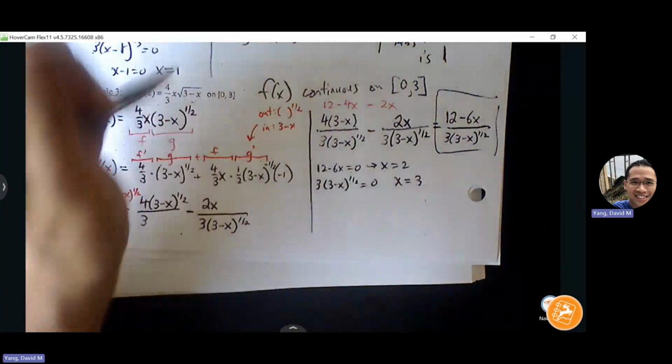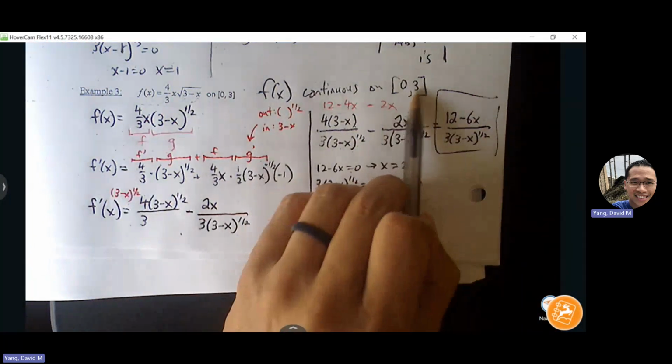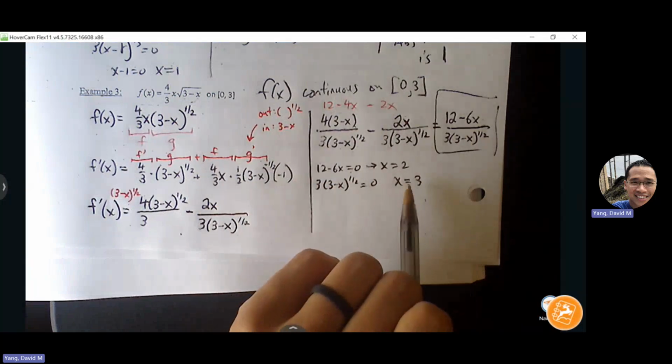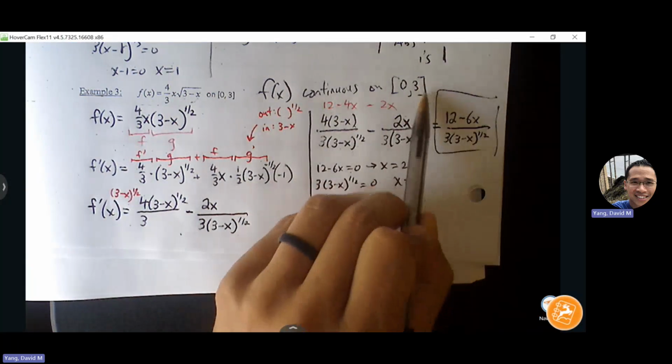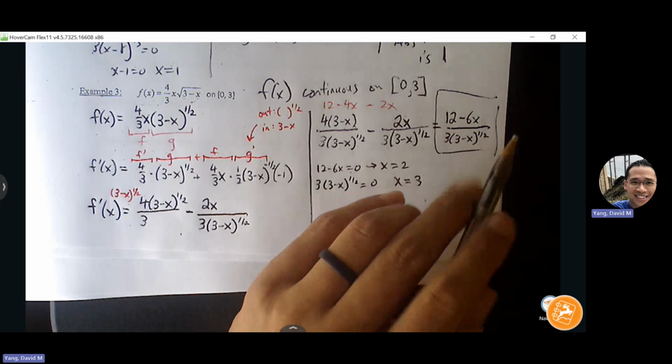It's inclusive, right? So we always test endpoints. If there's a critical point that is an endpoint, then that's already a number we're going to test.